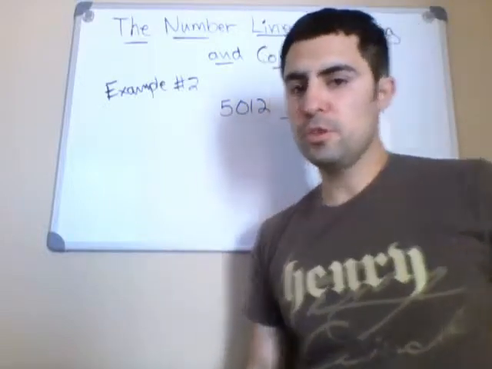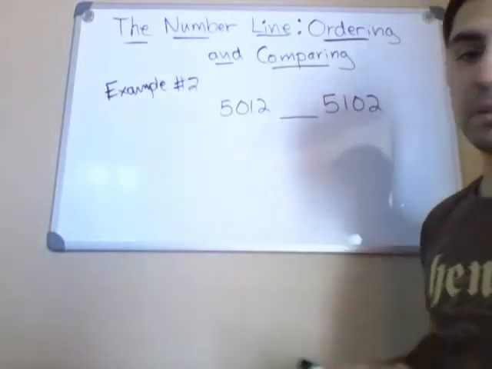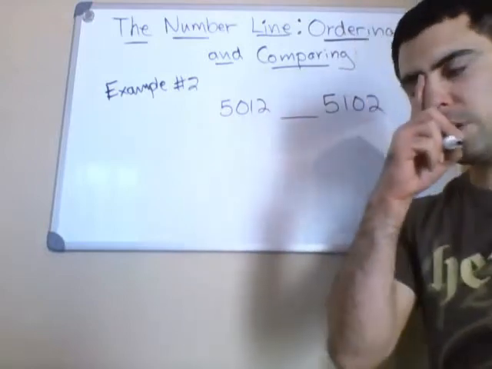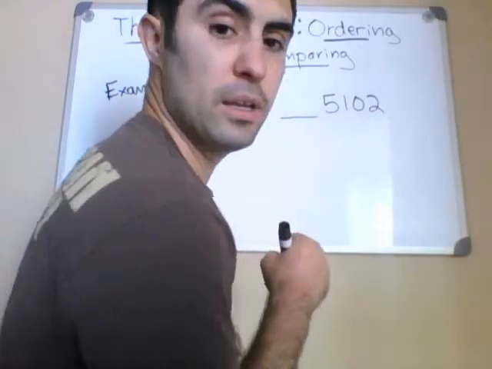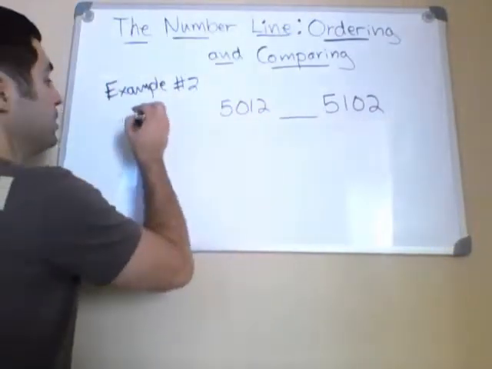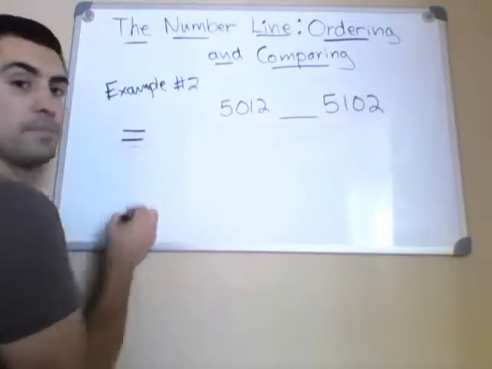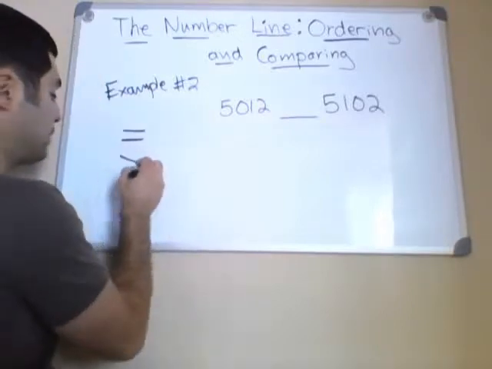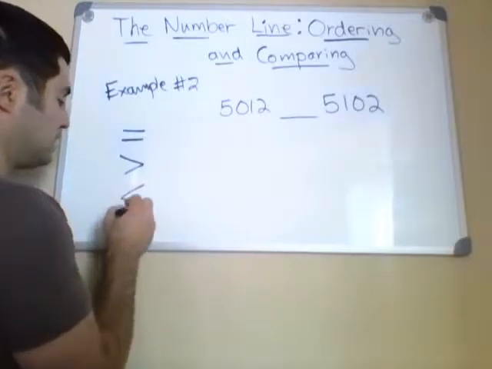Alrighty, so example number 2. We have two numbers and it says to compare those numbers. When we do comparisons, there's a couple different symbols you need to know. You need to know the equal symbol, the greater than symbol, and the less than symbol.